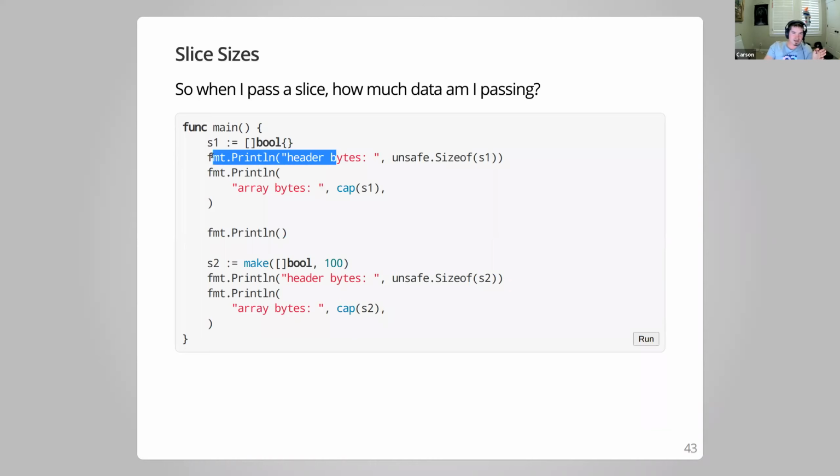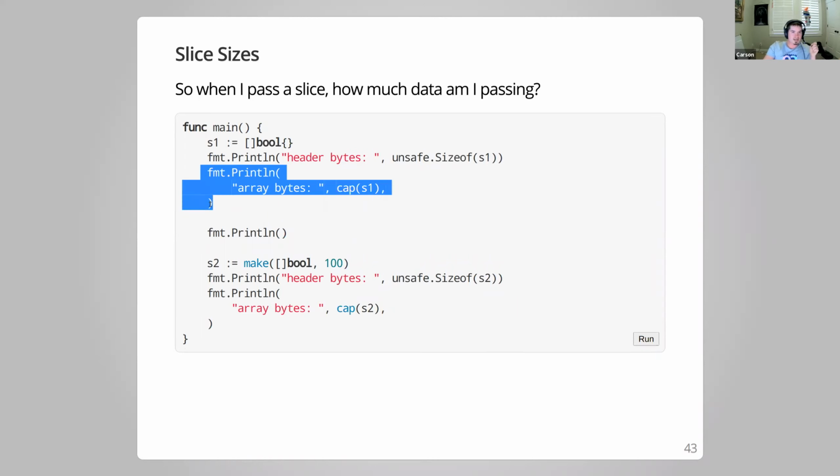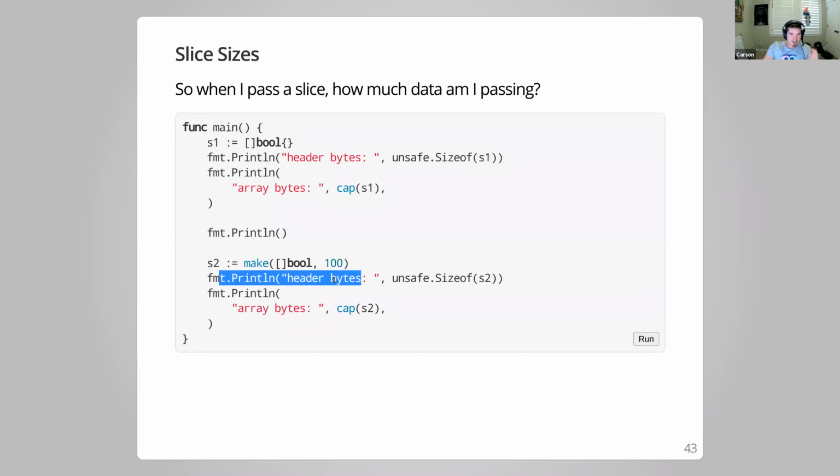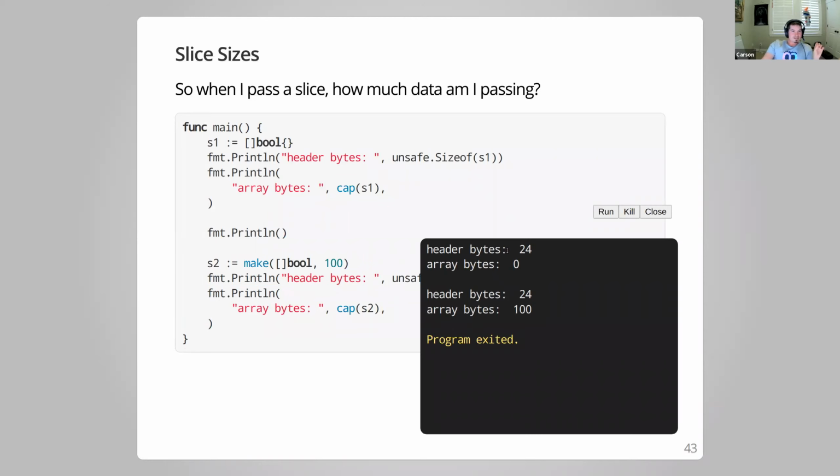So that's what I'm getting here. I'm printing the header of the slice and how big the underlying array is. And then I'm making a slice of 100 items pre-allocated and printing the header size and the size of the underlying array. You can see that from my small slice with nothing in it, the header is 24 bytes, which makes sense because we have 3 things in there that are each 8 bytes wide. And the underlying array is 0 to start. But with my large slice, the header is still 24, but the underlying array is pre-allocated to 100 bytes worth of memory. So to answer my question that I'm posing here at the top, no matter how big your slice is, you're always passing 24 bytes of memory.